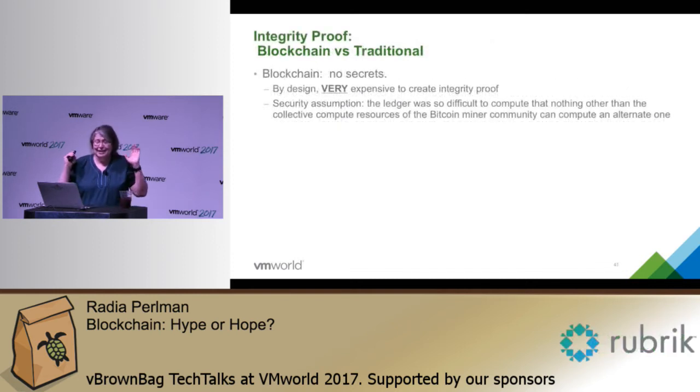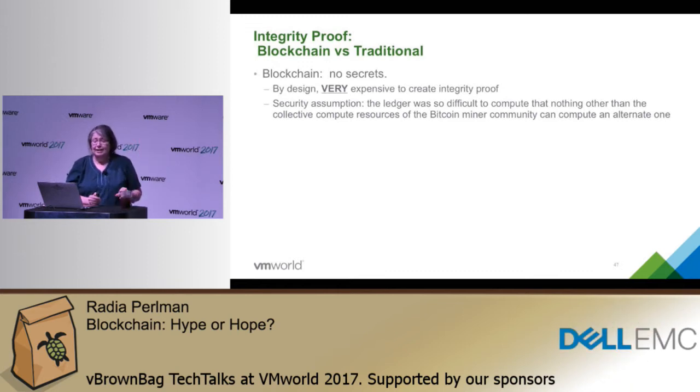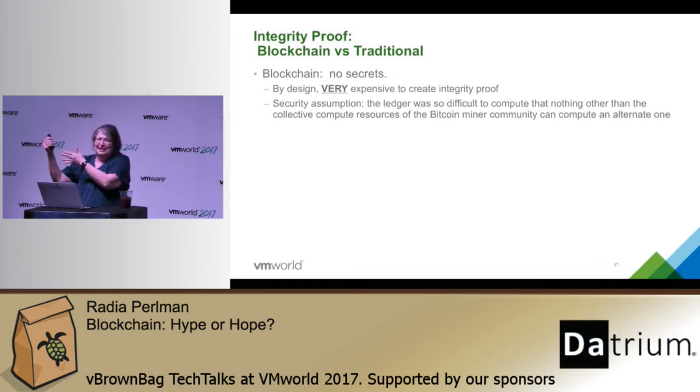So this, you know, is what blows my mind as sort of a cryptography person. Let's look at an integrity proof. With blockchain, there's no secrets. So by design, creating that hash is very expensive to compute. And they're thinking it's so expensive to compute, no one will bother trying to compute an alternate one.